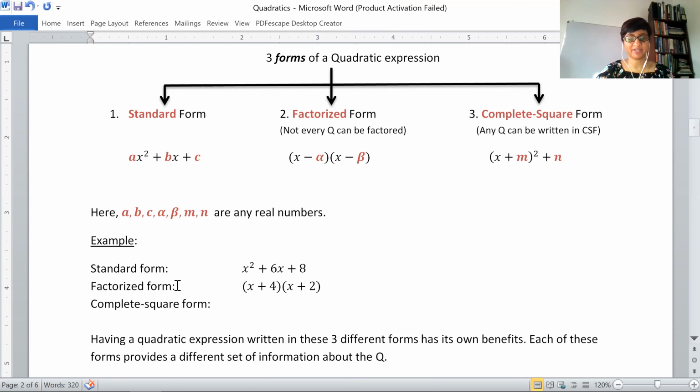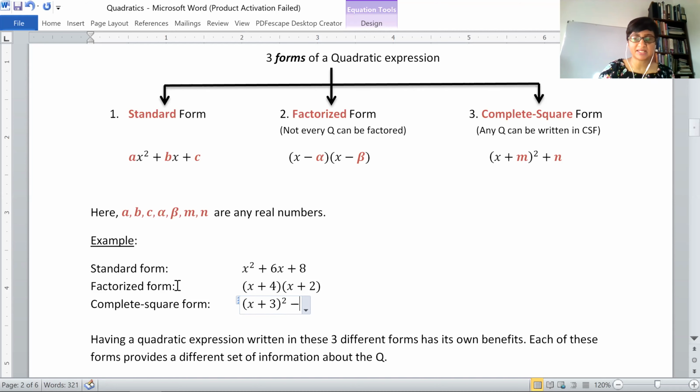I hope you know how to do it. So you open a bracket, you're going to write the complete square here. X, so the middle term is 6x. You have to take half of that, plus 3 squared. And then what you will get is minus 9 plus 8. That simplifies to plus 9 minus 8 is minus 1. So I will just write minus 1.